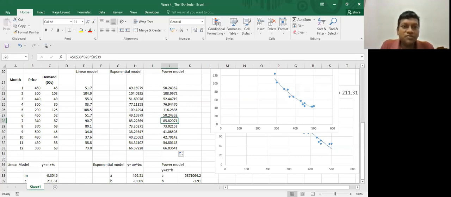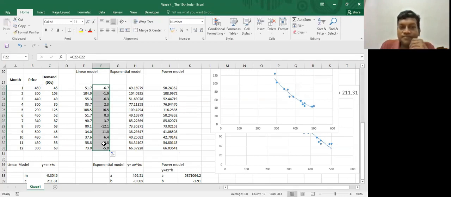Okay, so this is the linear model. With the linear model, the demand is estimated to be 51.7. However, in reality, the demand is only 45. That is 4500. This is predicting it to be 5100. That is 5170. So there is an error here. There is a difference. Let's calculate that error. Let's see what the difference is. That difference is actually equal to this minus this. This is the error. I can simply drag it down, and for each of these there is an error.